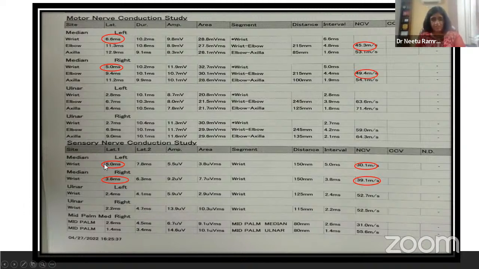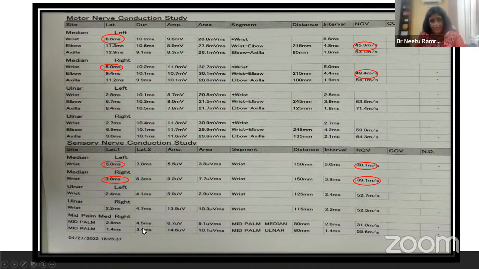Similarly, for the sensory conductions, you can see this is definitely prolonged. This is 5 milliseconds, the amplitudes are on the lower side, and the conduction velocity is barely 30. Again, normal for this particular site would be 50. On the other side, the latency is prolonged, the amplitude is better preserved, and there is a low conduction velocity of 39. So what we see here is well-preserved ulnar conductions and bilateral impaired median conductions, involving both the sensory and the motor median nerve.